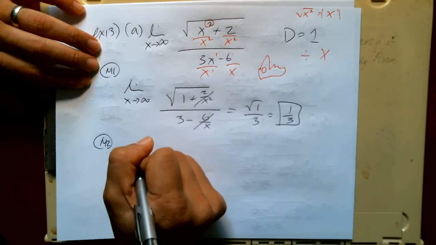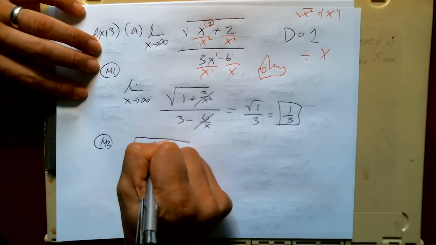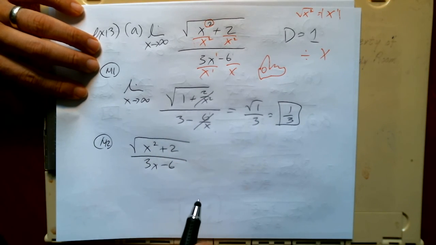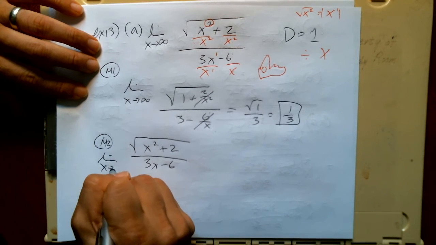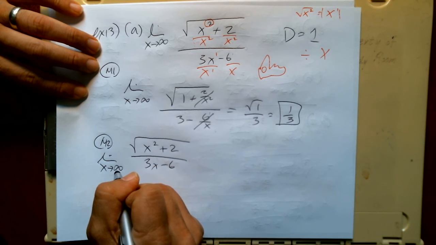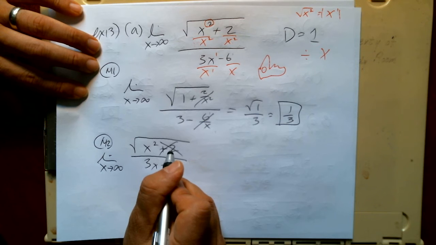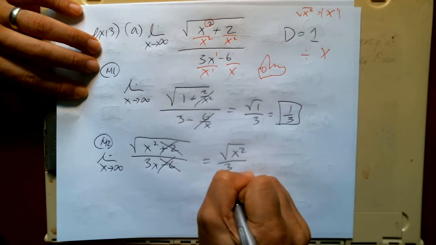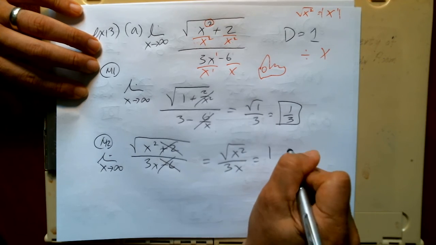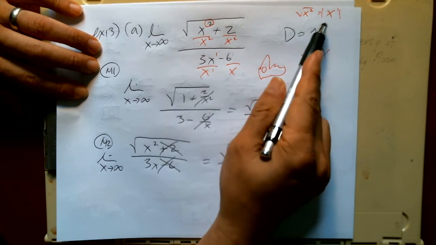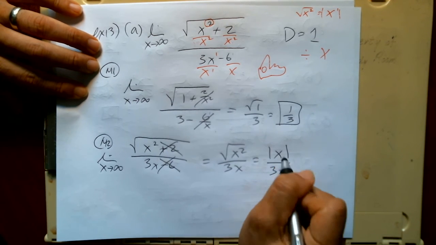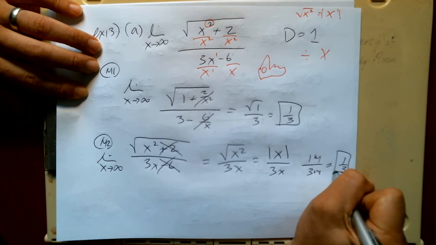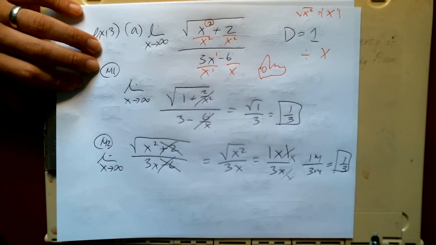Actually, there's 3 methods. Square root of x squared plus 2 over 3x minus 6. Since we're going to use the dominant approach as x goes towards infinity, only when you have a really huge number, then you can say this 2 is negligible compared to x squared, right? Same with the denominator. You end up with square root of x squared over 3x. The square root of x squared is the absolute value of x. Don't forget that. It's not x, it's the absolute value of x over 3x. And as x gets big, like 1 million, it would be 1 million over 3 million. What is that equal to? 1/3. And we know that. You can divide by x, divide by x, top and bottom.